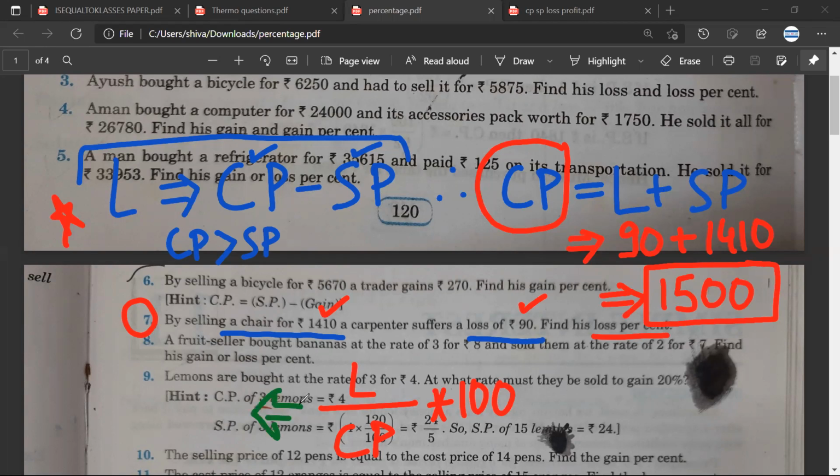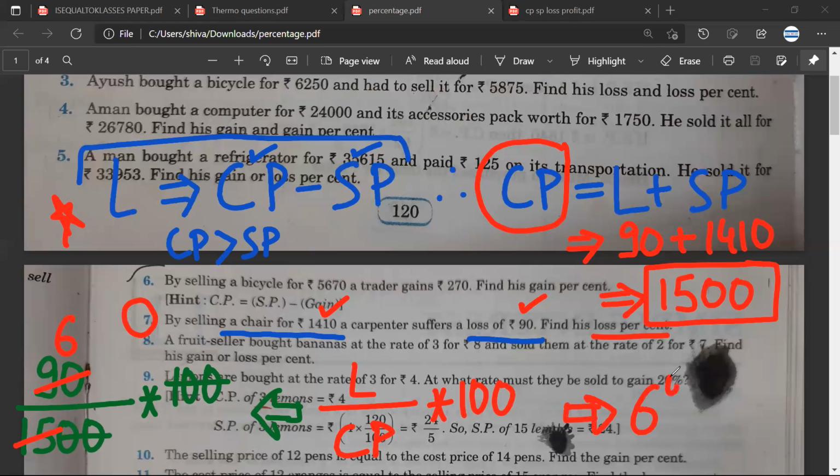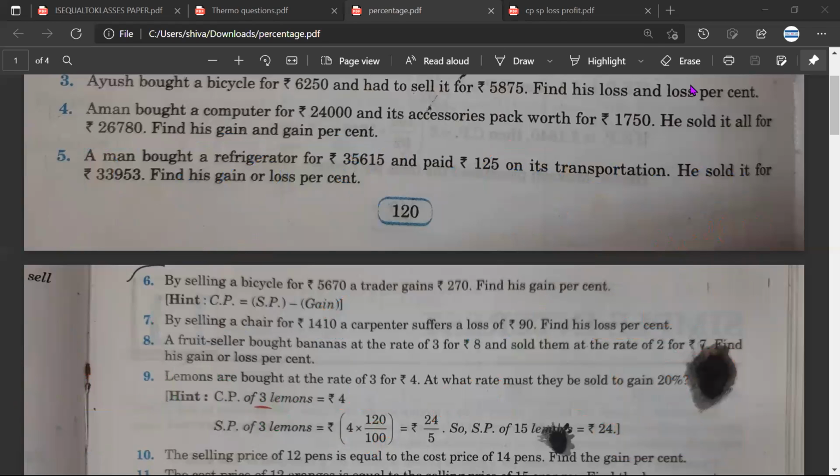So if I want my loss percent, the loss percent would be loss. What is the loss? 90. What is the cost price? 1500 into 100. Then I calculate 15/6. So my answer would be 6%. Aryaman, is it correct? Yeah. Mr. Sarthak, any doubt? No, sir. Okay.